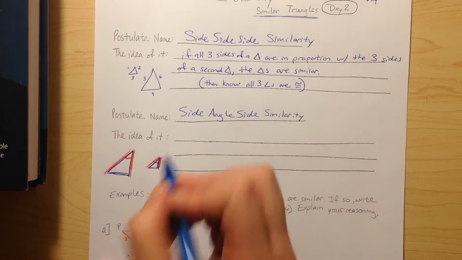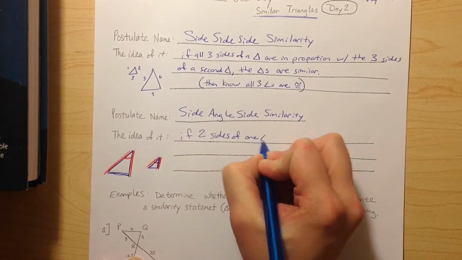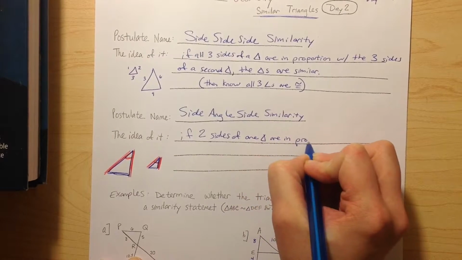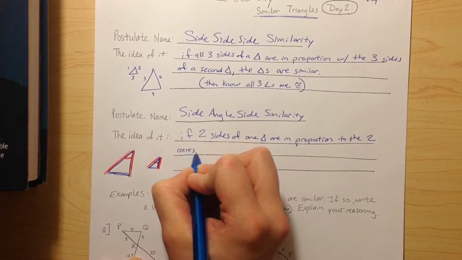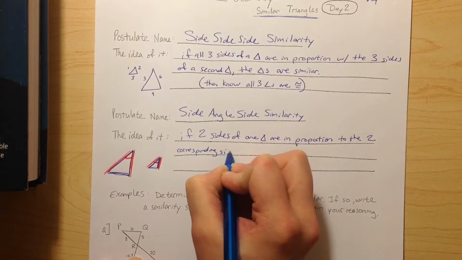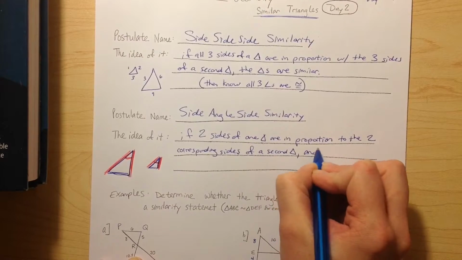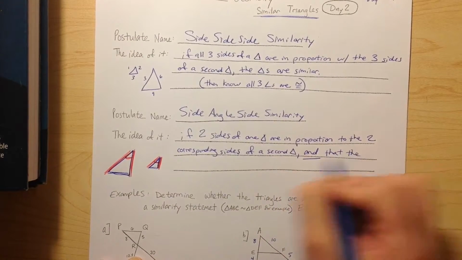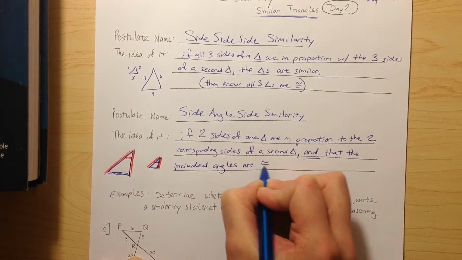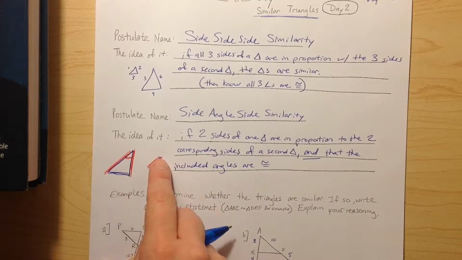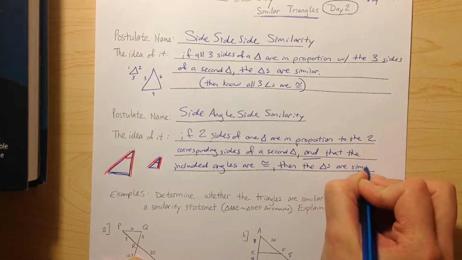So, here's the idea. If we know that two sides of one triangle are in proportion to the two corresponding sides of a second triangle, and that the included angles are congruent, because again, even if they're similar, those angles are going to be congruent, then the triangles are similar.